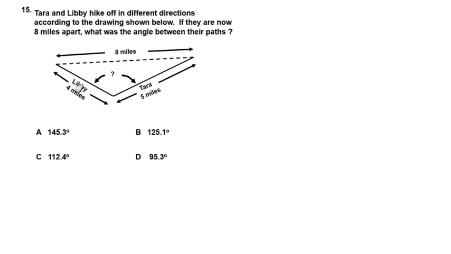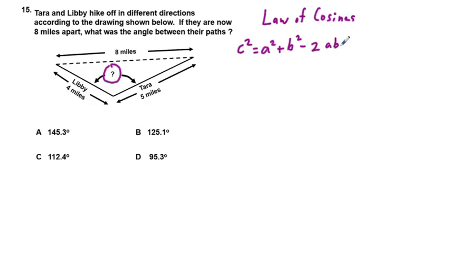If you go back to problem 14, you have the same type of problem, but a different situation. In this situation, you know how far they are apart, but the thing that you're missing is this angle right here. And for this, we're going to use the same thing we did in problems 14, 14a and 14b, which is the law of cosines. The law of cosines is c squared equals a squared plus b squared minus 2ab cosine of angle C.